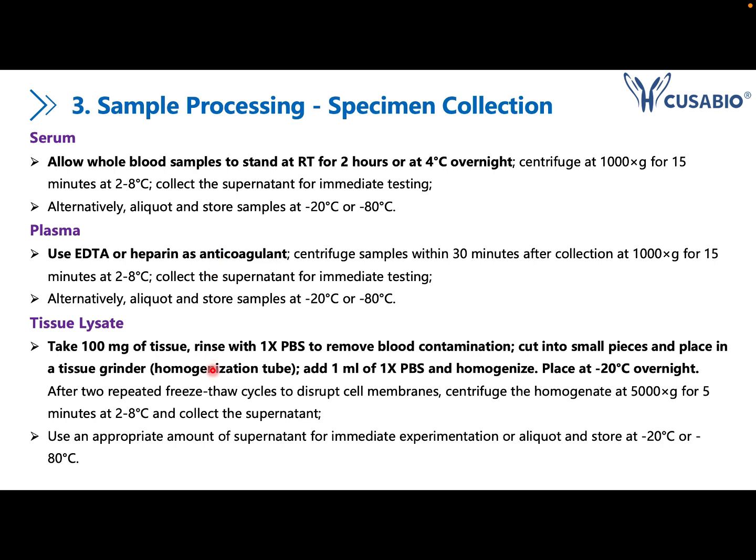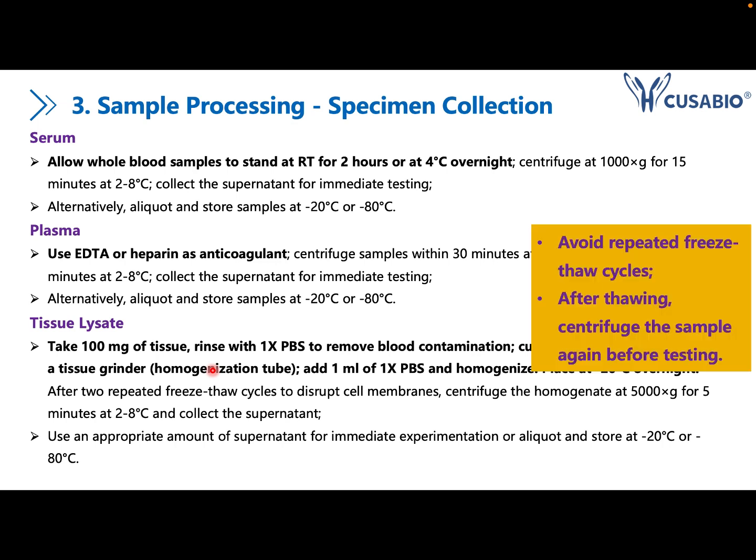For all these three, if you do not want to do the testing immediately, please aliquot the samples and store them at -20 or -80. A kind reminder here is to please avoid repeated freeze and thaw cycles. And once you have frozen the sample in the freezer, after thawing it, please centrifuge the sample again before you do the next ELISA testing.